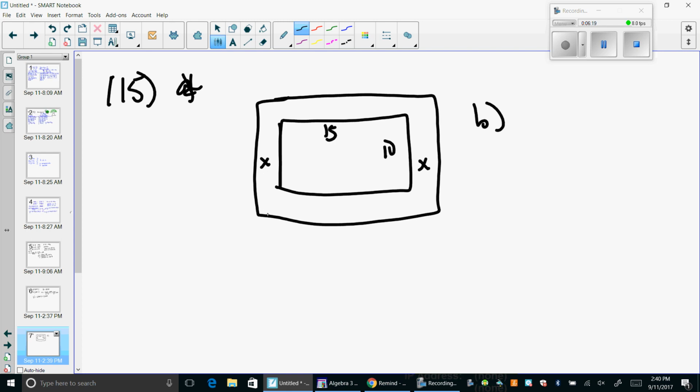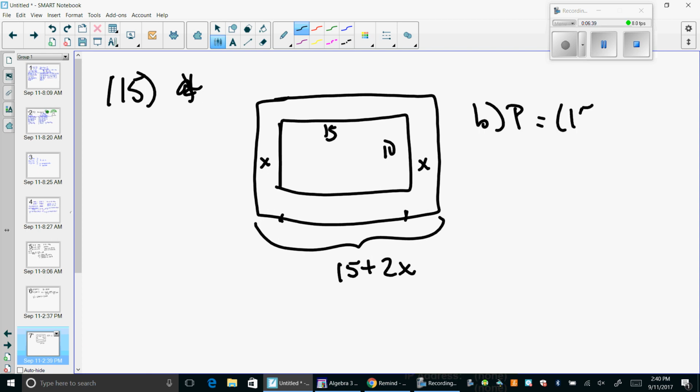Remember, the perimeter is 2 times the length plus 2 times the width. So in this case, this length here, if from here to here is 15, and I've got an x, a width of a walkway over here and one over here, so this length is going to be 15 plus 2x. 15 for the middle part and then an x on each side.